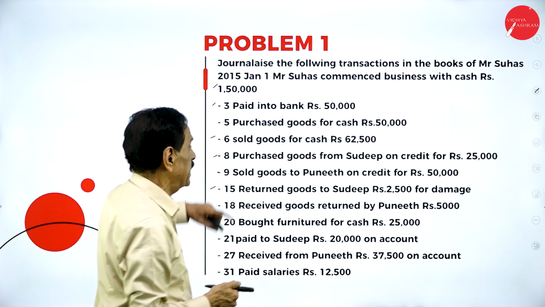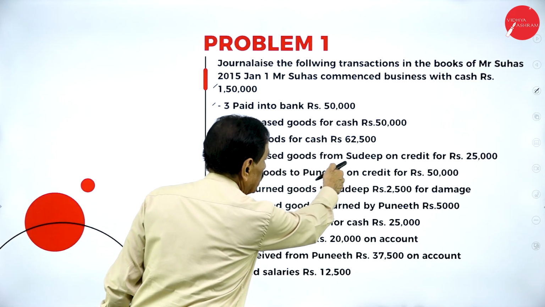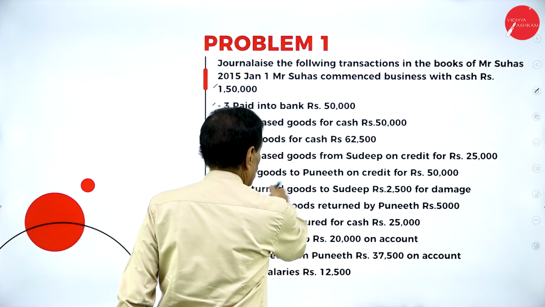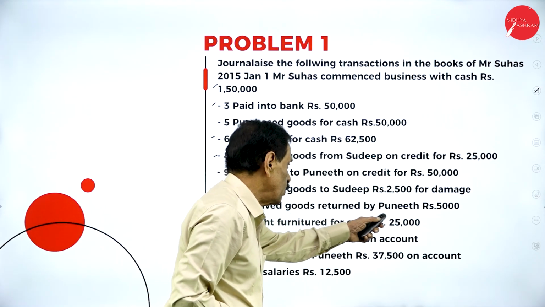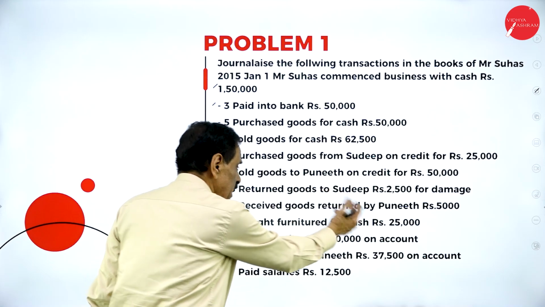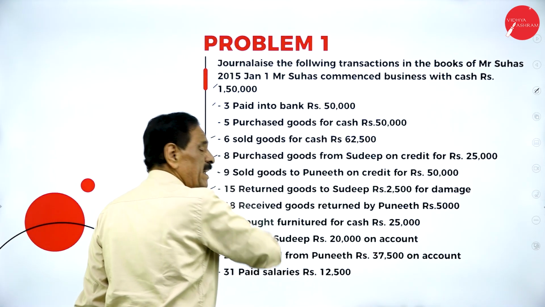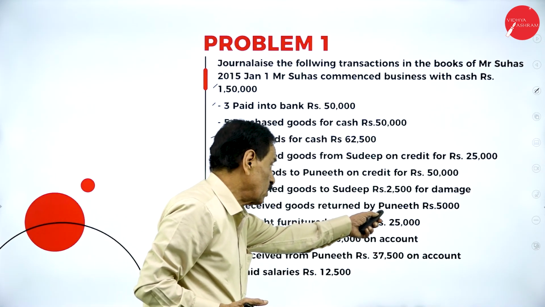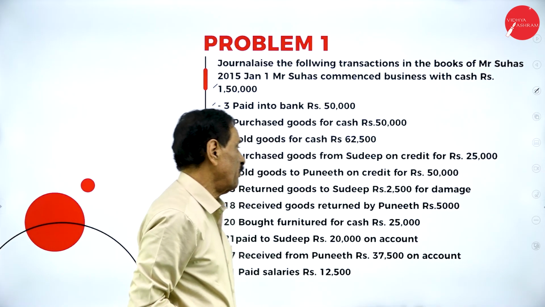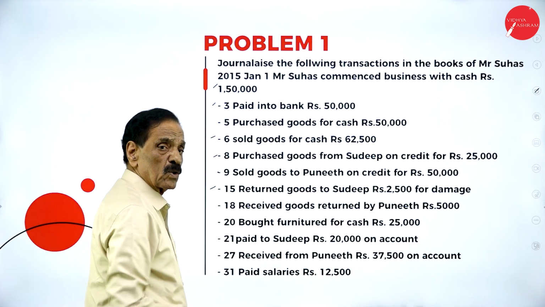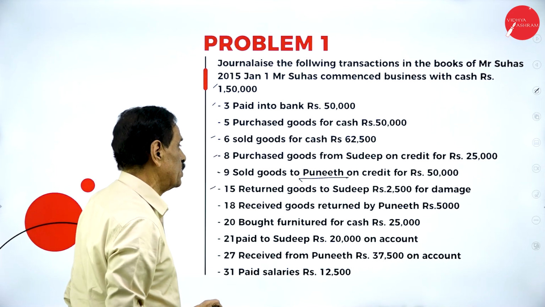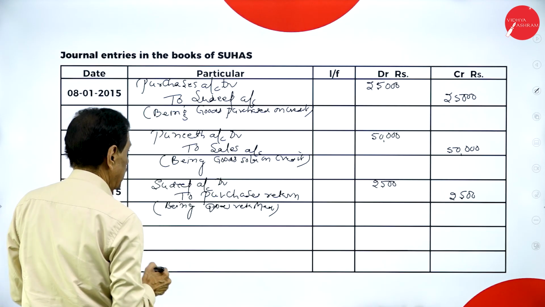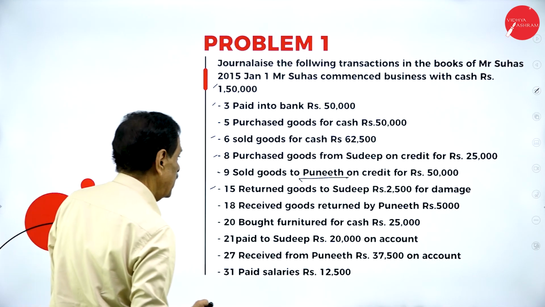Here the same entry is there. Purchase goods from Sudeep. Here sold goods to Puneet on credit. So Puneet is returning. So debit the receiver, credit the giver. Who returned the goods? Puneet, to the extent of 2,500. What is coming in? Goods is coming in. So it's a sales return to the extent of 2,500. What's the date? 18th.